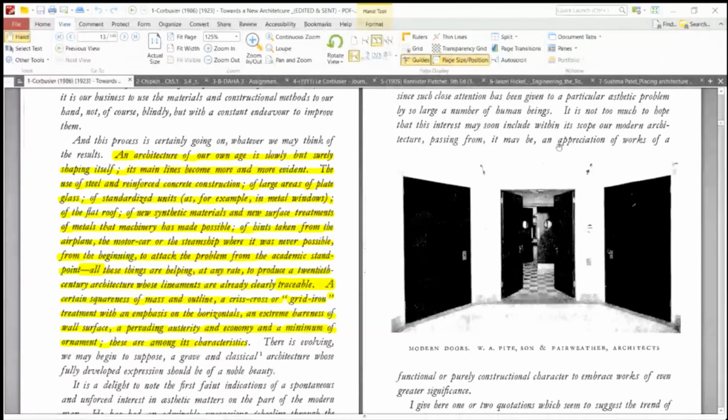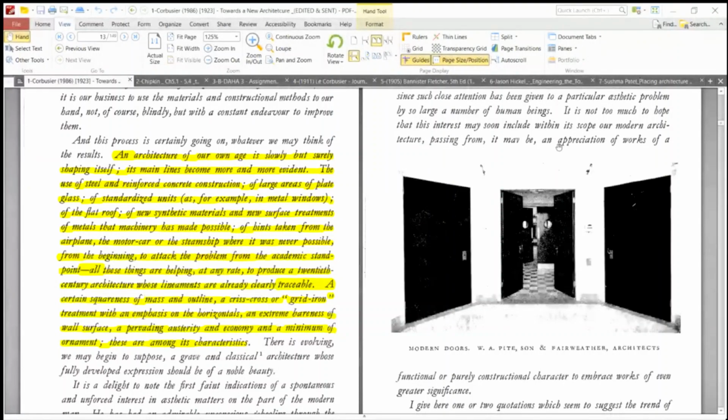And hints taken from the airplane, the motor car, the steamship, where it was never possible from the beginning to attack the problem from the academic standpoint. So we can start to be inspired by things that are not considered architecture, but now we can consider them as inspirations for architecture. Look at aeroplanes, look at motor cars, look at steamships. This will be the inspiration for architecture.